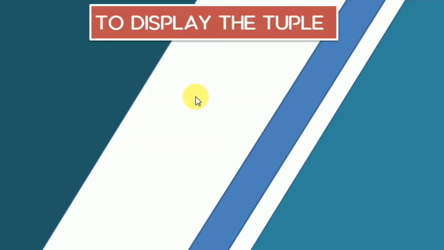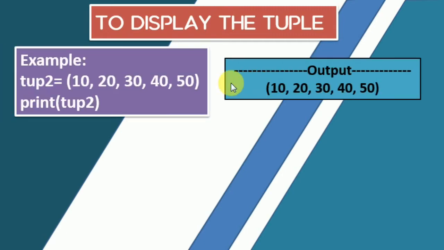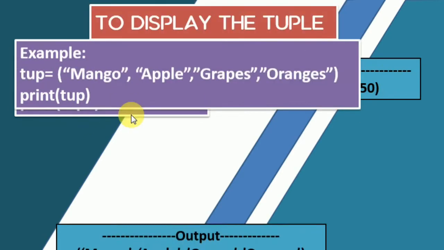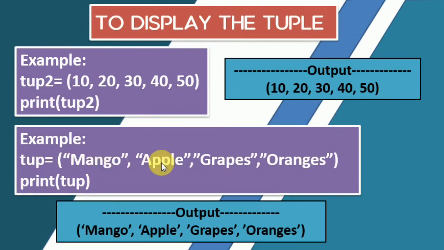Now comes how we are going to display. Same as we display a list, we can display a tuple also. If we declare a tuple with numbers and want to display the output, we just write print, bracket, tup2, and close the bracket. When we execute this line, it will show the output like this. If there are strings, we declare it like this: bracket, double quotes mango, apple, grapes, oranges, bracket close, and when we print tup, it gives the output like this. I'm going to show you practically how these things work.